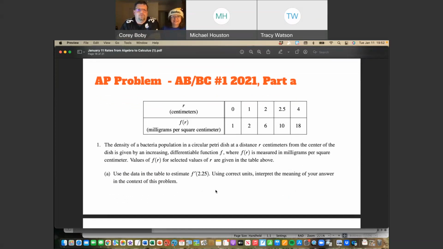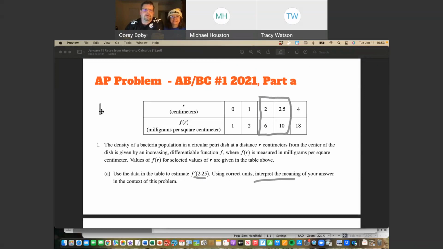Now if you notice, the X values, or the independent values, are in centimeters, and the function values are milligrams per square centimeter. It's about the density of a petri dish. They wanted you to estimate f prime of 2.25 with correct units, and interpret the meaning. This is what I'm talking about, okay? At 2.25, the students had to look at these 2 points.